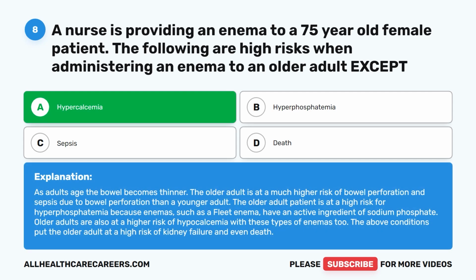Hypercalcemia. As adults age, the bowel becomes thinner. The older adult is at a much higher risk of bowel perforation and sepsis due to bowel perforation than a younger adult. The older adult patient is at a high risk for hyperphosphatemia because enemas, such as a Fleet enema, have an active ingredient of sodium phosphate. Older adults are also at a higher risk of hypocalcemia with these types of enemas too. The above conditions put the older adult at a high risk of kidney failure and even death.